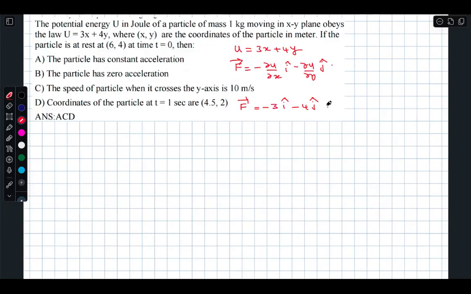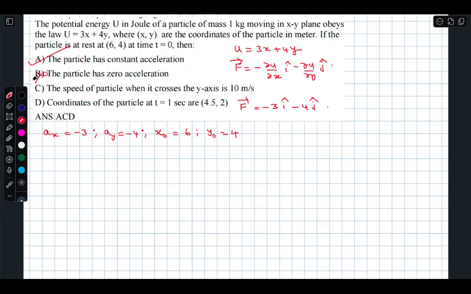Clear? Now one thing is very clear. Ax is minus 3. Ay is minus 4. Initial location of x naught is 6. Initial location of y naught is 4. Okay. Got the point? Initial velocity is 0, of course. A is correct. The particle has a constant acceleration. When the force is constant, acceleration is constant. Whatever else happens, you can at least answer that in a multi-correct answer type question. The particle has zero acceleration. When you accepted A, B is wrong.